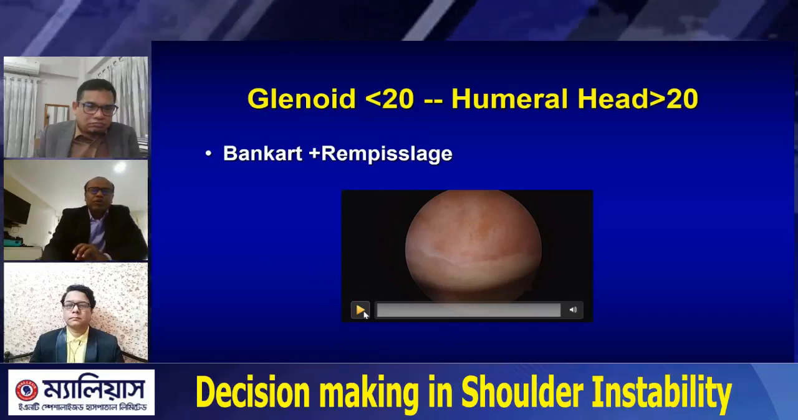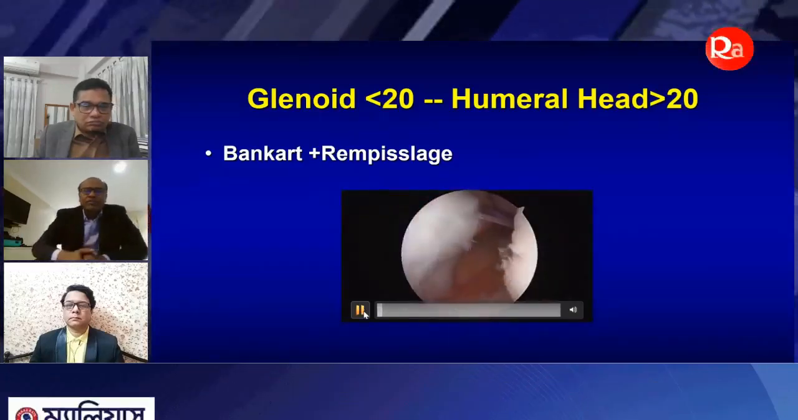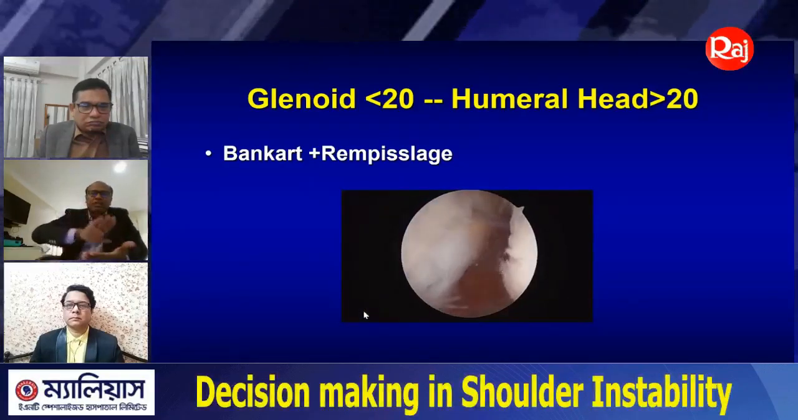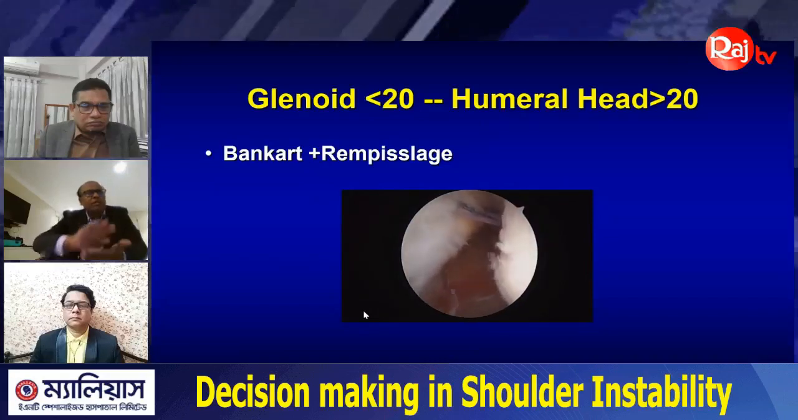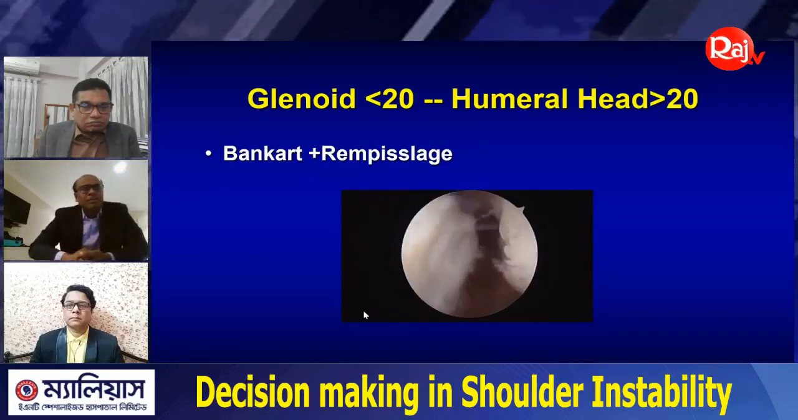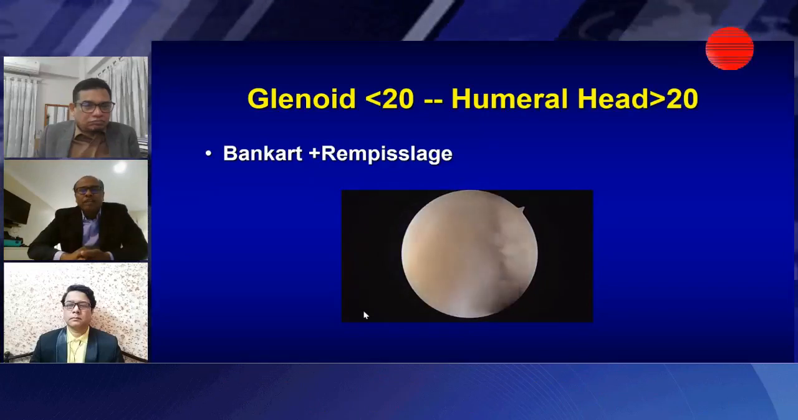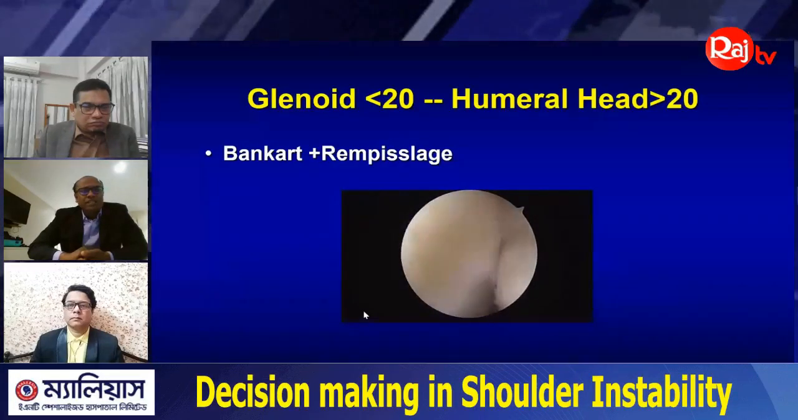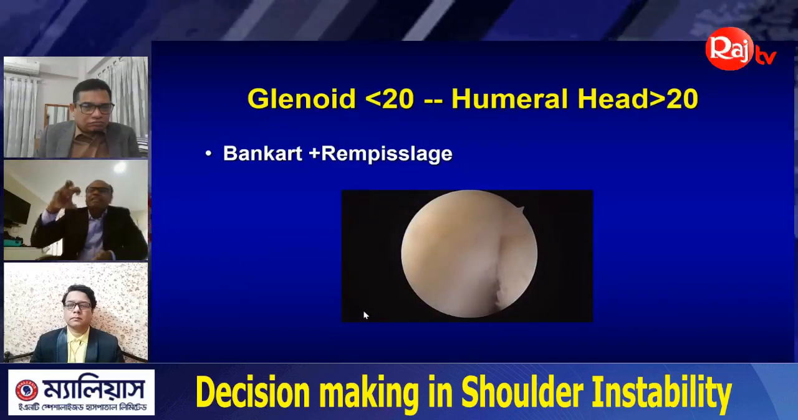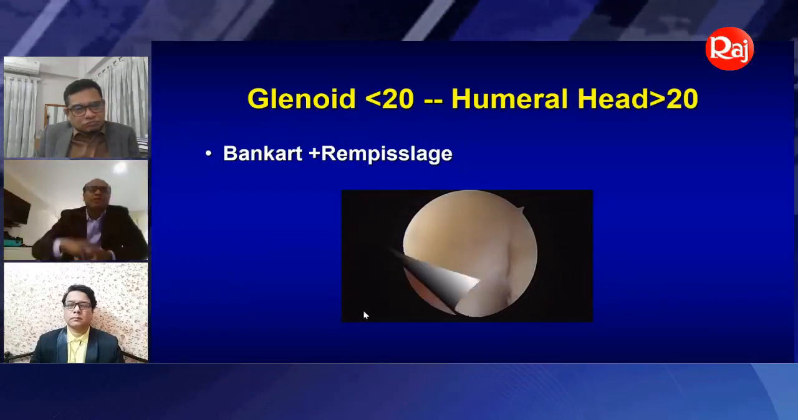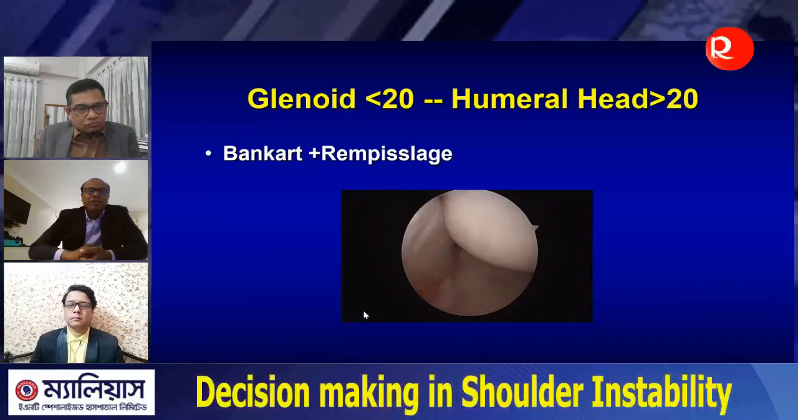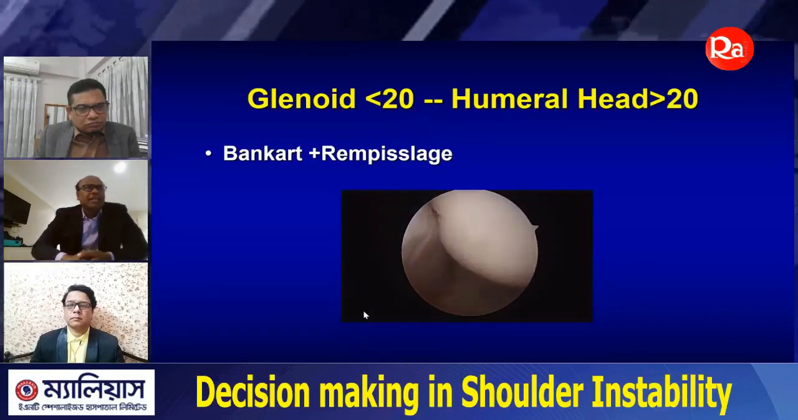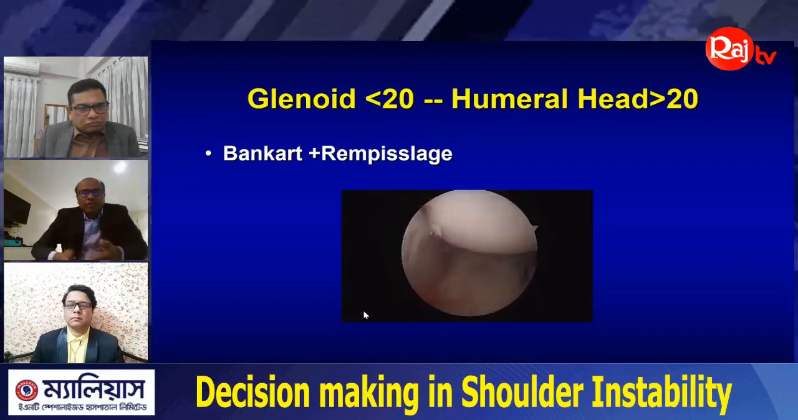So what we do, normally you can see there's a big humeral head defect. So normally we try to cover this humeral head with the tendinous part of the infraspinatus, and that is called remplissage. You can see the intra-articular defect has been converted into extra-articular, and it acts as a check rein in the posterolateral part of the shoulder. And this is very important. And one important technique is that always try to go with your labral release.